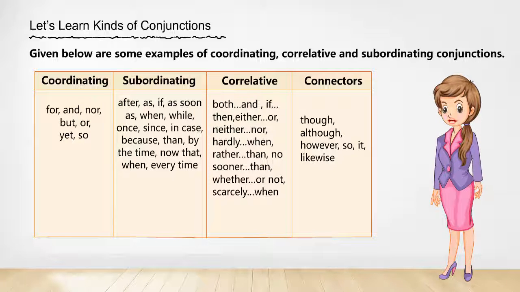Coordinating: for, and, nor, but, or, yet, so. Subordinating: after, as, if, as soon as, when, while, once, since, in case, because, then, by the time, now that, every time. Correlative: both, and; if, then; either, or; neither, nor; hardly, when; rather, than; no sooner, than; whether or not; scarcely, when. Connectors: though, although, however, so, likewise.